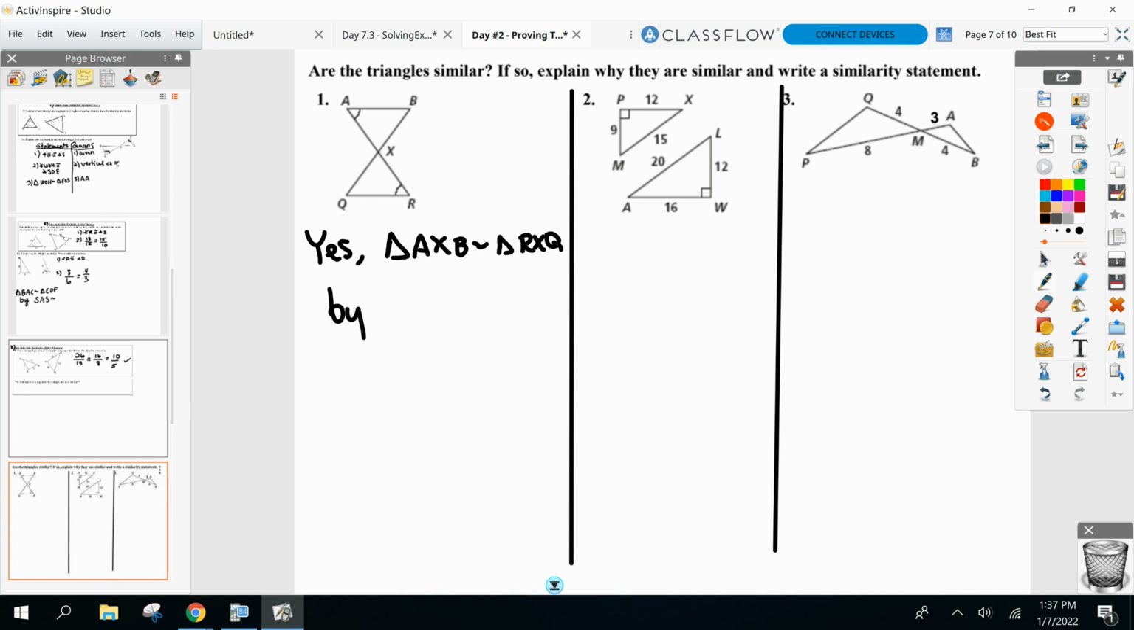All right, back to 7. By what method? Angle. I only see one pair of angles. Where's the other? Angle AXB is also congruent to angle QXR because of vertical angles. Good, perfect. Everything I needed to hear. Any questions? Go ahead, go to 2 now.